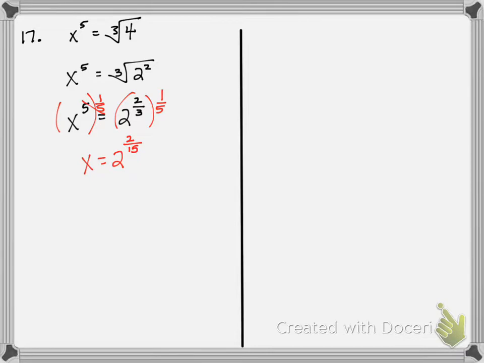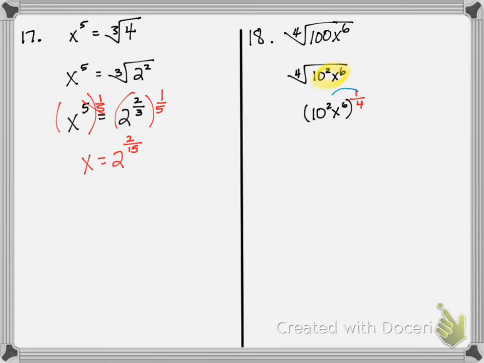Number 18 says rewrite the following in exponential form. So I have the fourth root of 100x to the 6th power. Before I keep going, I want to simplify 100 in the same way to be 10 squared, x to the 6th power. And then since this whole thing is inside, I'm going to put it inside some parentheses.